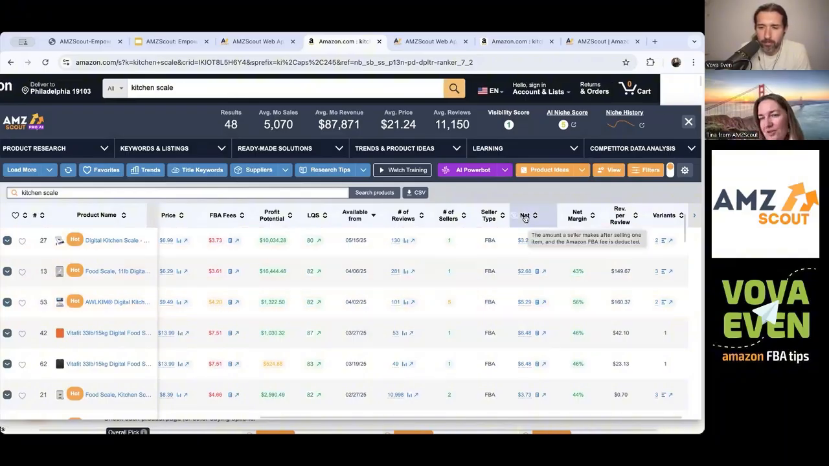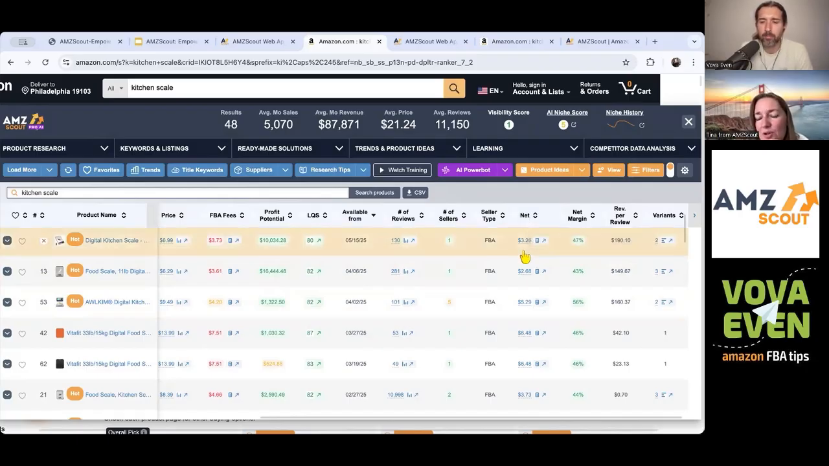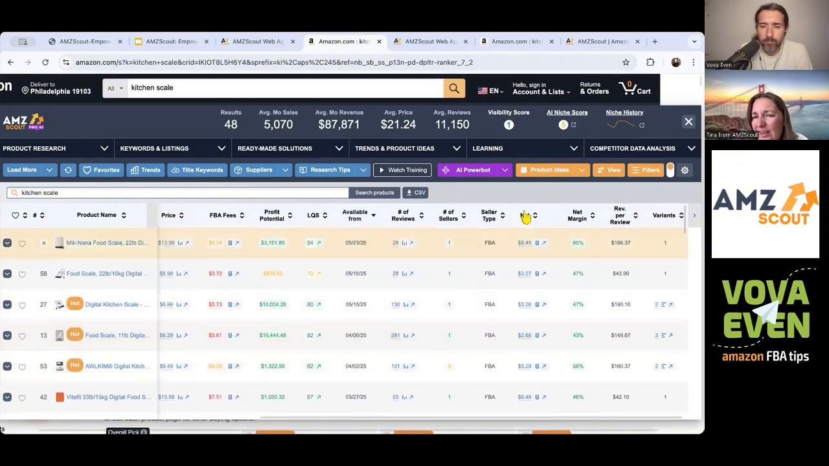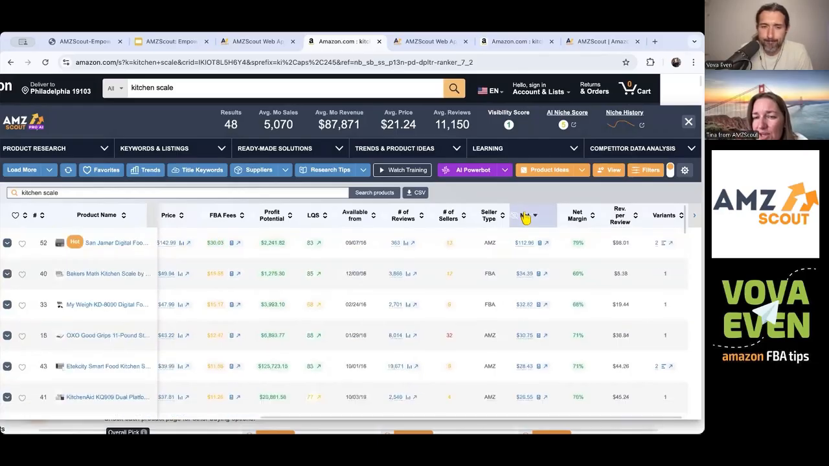The net profit comes from just subtracting FBA fees from the price. So that's not the total one. The total profit, I mean, we don't have the ads costs. We don't know the operational costs and taxes for the products. So that's not a final figure, but it's still quite low, by the way, I think, for this niche.